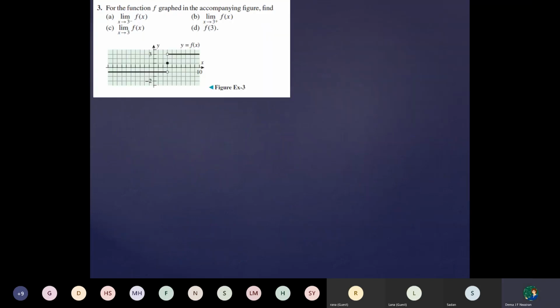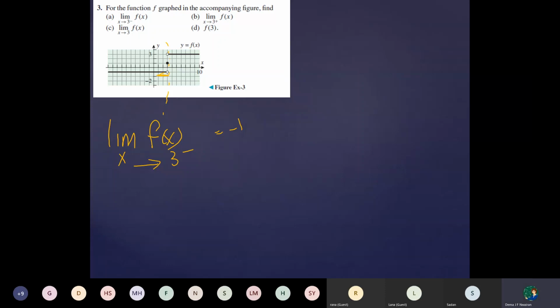Look at this example here. For the function f, with the graph in the accompanying figure, find the limit of f of x when x approaches 3 from the left. Where's the 3? It is here. Now, 3 from the left, so I have to go here. Here is the left side. So the limit of f of x when x approaches 3 from the left is -1.